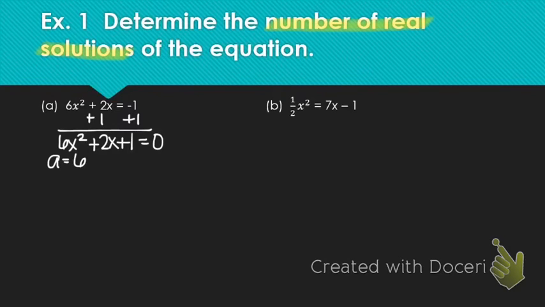6. The coefficient of x squared is a. B equals 2. The coefficient of x is b. And what is my c? 1. My constant is my c, and that is 1.